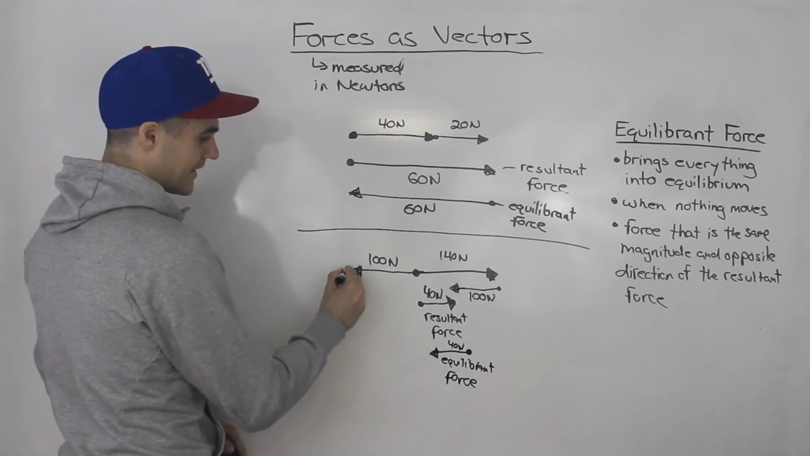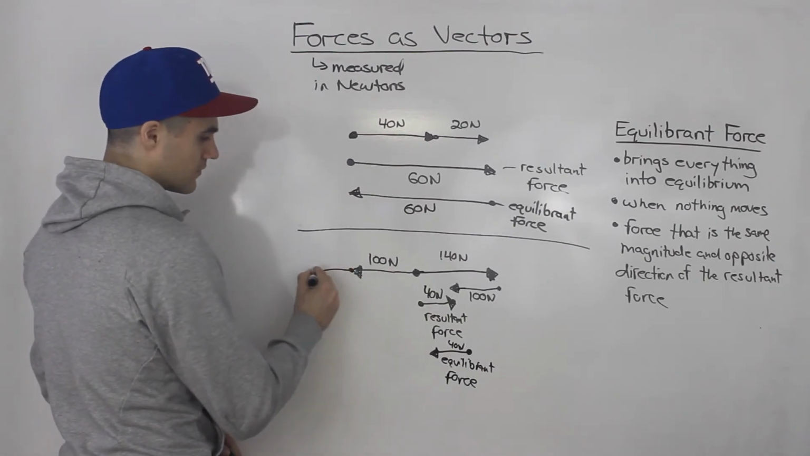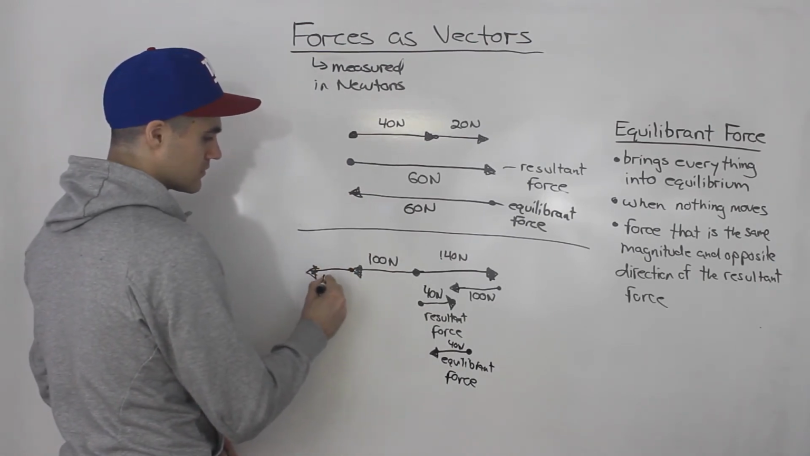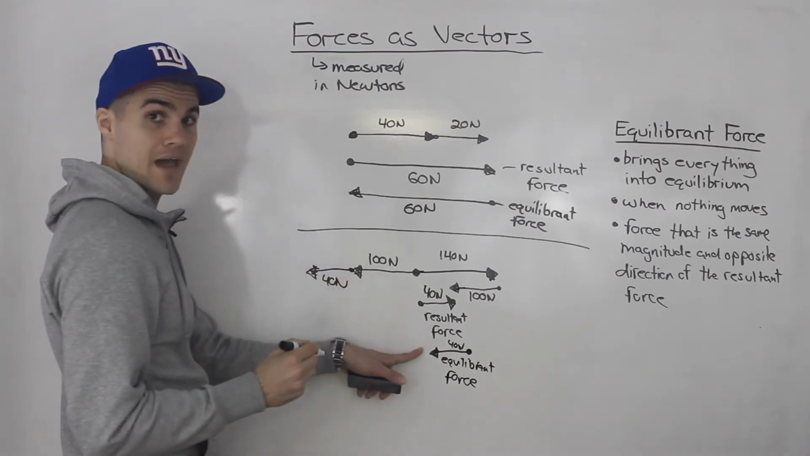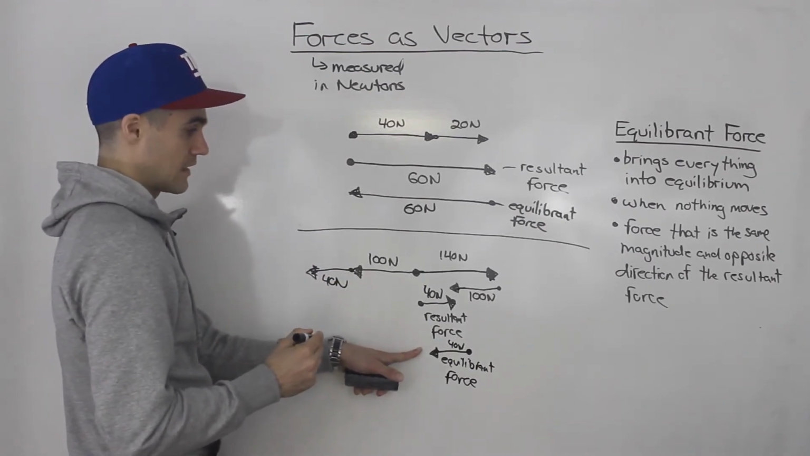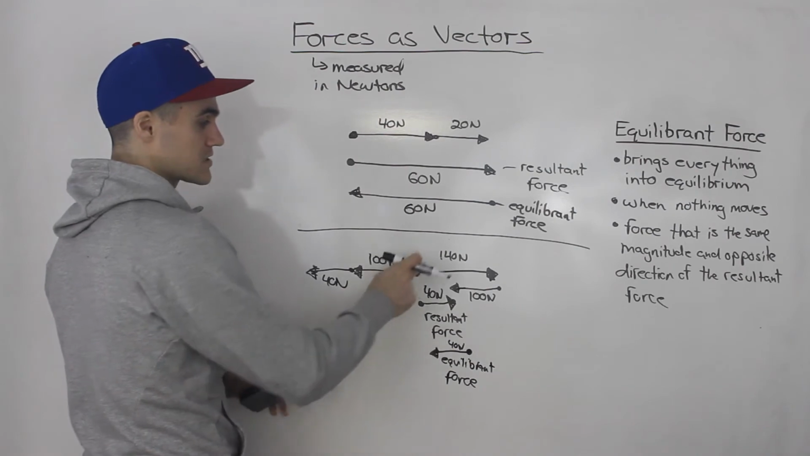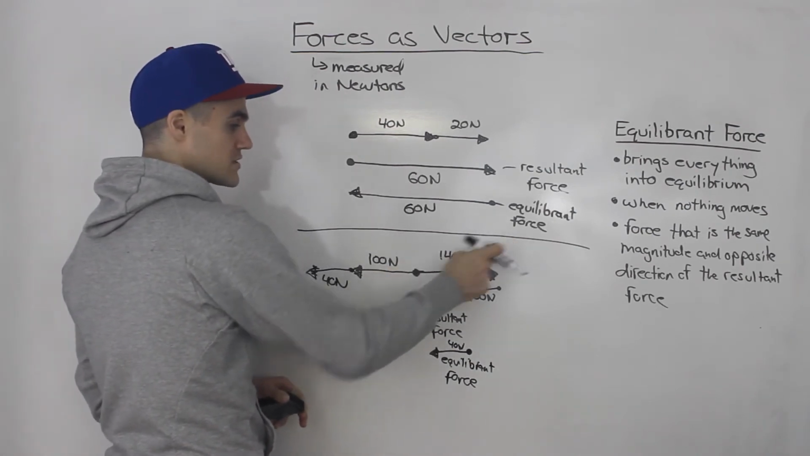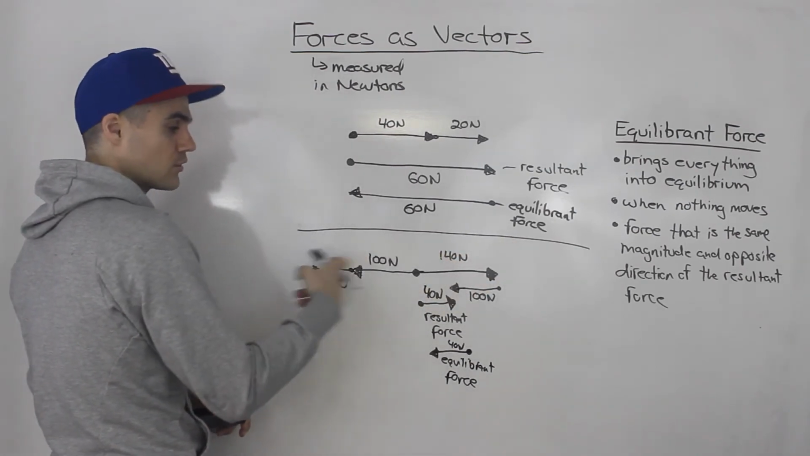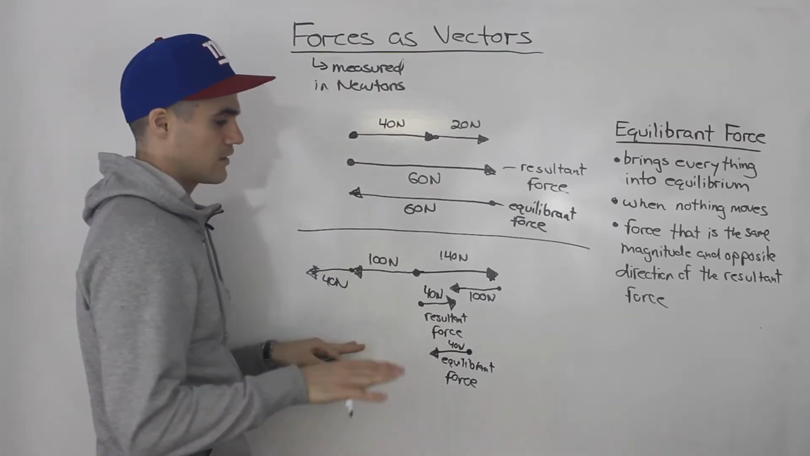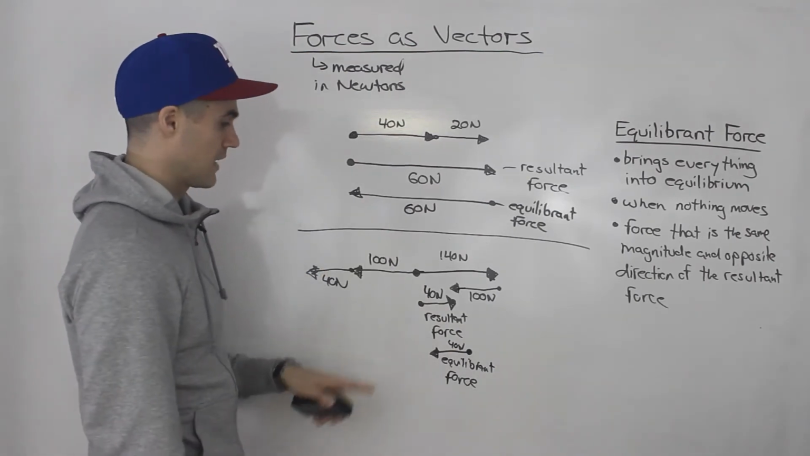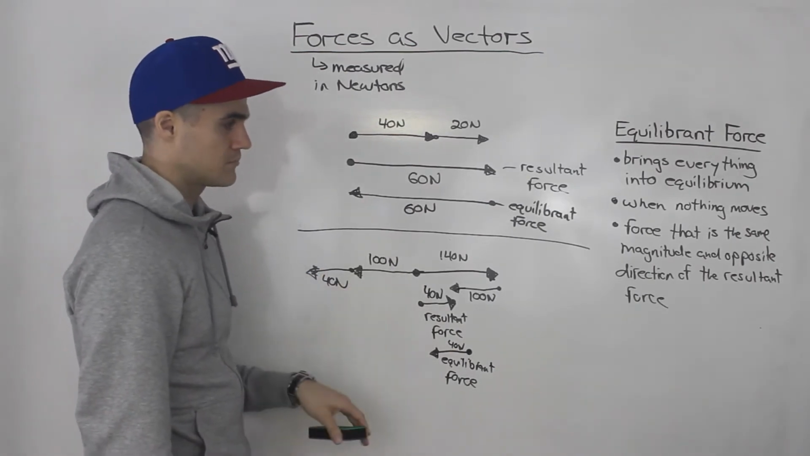Right? So if we added another force here of 40 newtons, which is the same as this equilibrium force, then the object wouldn't be moving because it's being pulled 140 newtons in this direction and 140 newtons in this direction. So everything would be in equilibrium and this object here wouldn't be moving.